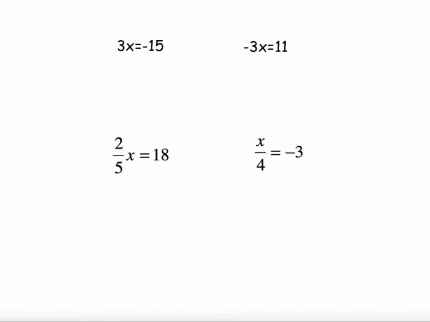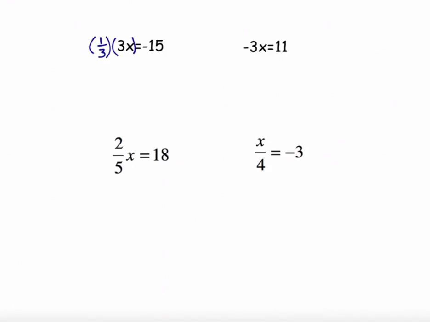Now our equations are looking a little tougher, maybe not too tough. Here we have 3 times x equals negative 15. I bet you can solve this with your intuition, but let's go through the motions of practicing our new skill. I have a 3x on the left-hand side. I want a 1x, so I'm going to multiply by the multiplicative reciprocal of 3. I'm going to multiply by 1/3.